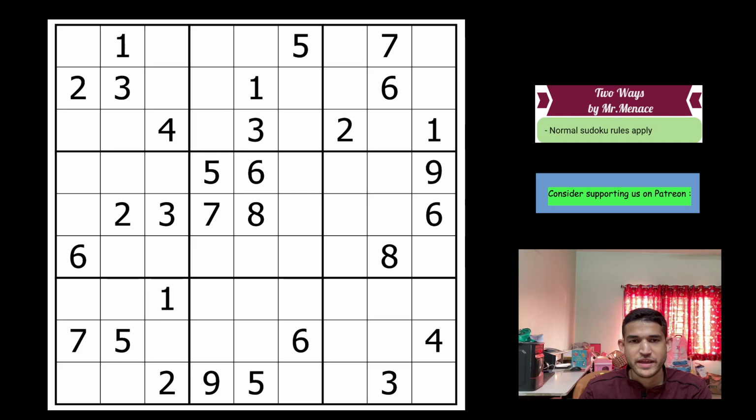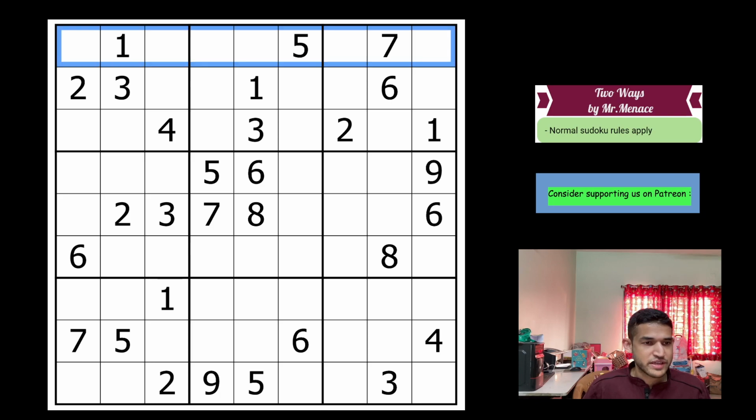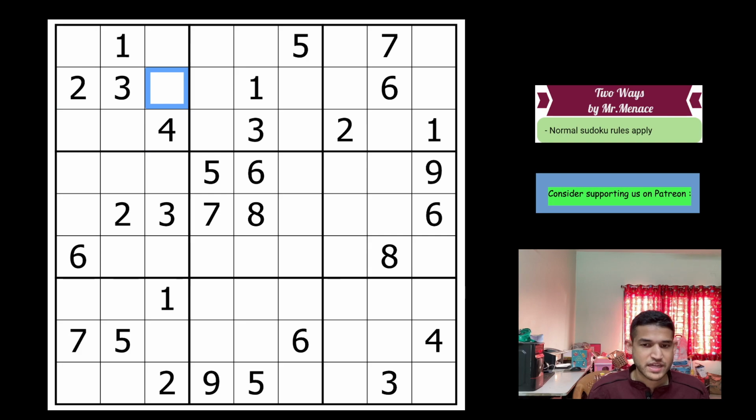Normal standard rules apply. So each row, let me just highlight. Each row, each column and 3x3 box in the grid has digits from 1 to 9 without any repetitions. So having said that, we'll start the Sudoku now.